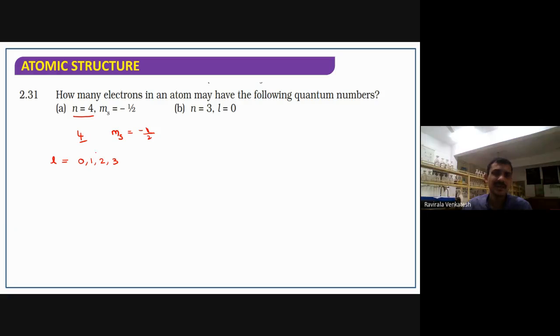Otherwise, the formula is simply n minus 1. Put this formula: 4 minus 1. How many are we getting? 3. So up to 3 you have to write.